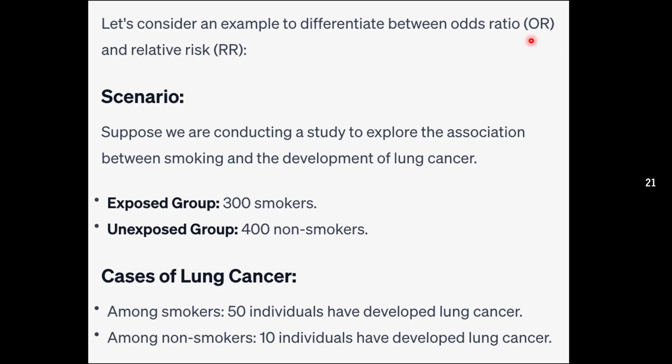So let's consider an example to differentiate between odds ratio and the relative risk. Suppose that we are conducting a study to explore association between smoking and lung cancer. So we have exposed group of 300 smokers and unexposed group of 400 non-smokers. And among smokers, we have 50 individuals developed lung cancer. So 50 from 300. Among non-smokers, we have 10 individuals from 400 developed lung cancer.